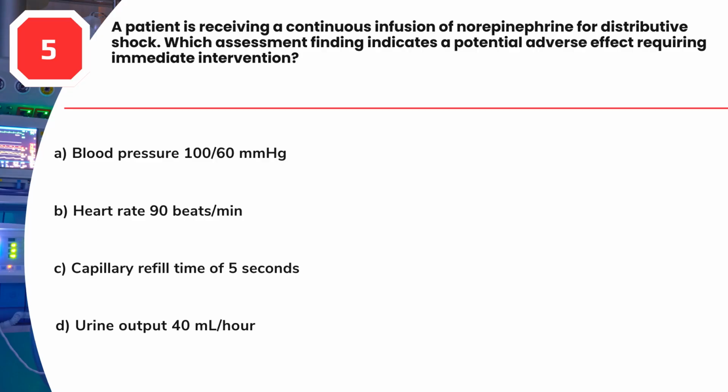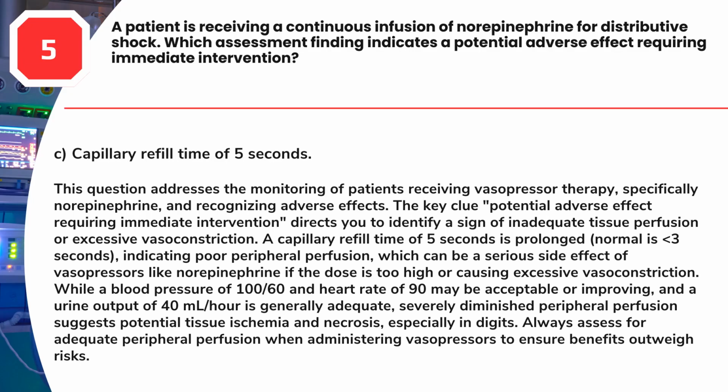A. Blood pressure 100/60 mmHg. B. Heart rate 90 beats/min. C. Capillary refill time of 5 seconds. D. Urine output 40 milliliters per hour. Answer: C. Capillary refill time of 5 seconds.